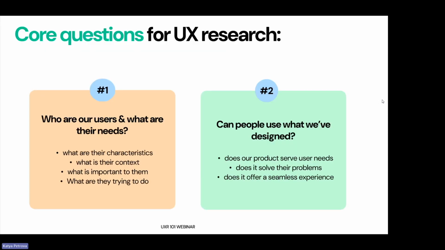I know that when you think about UX research, there's probably a ton of research methods that come to mind. But fundamentally, UX research aims to answer two broad questions. First of all, who our users are and what they're trying to achieve. What is the context that our product is going to be used in? What is important to them and why? And the second broad question is, can people actually use the thing that we've designed to solve their problem? Does it serve their needs? Does it solve their problems? Does it offer a good enough experience for them to successfully use the product?